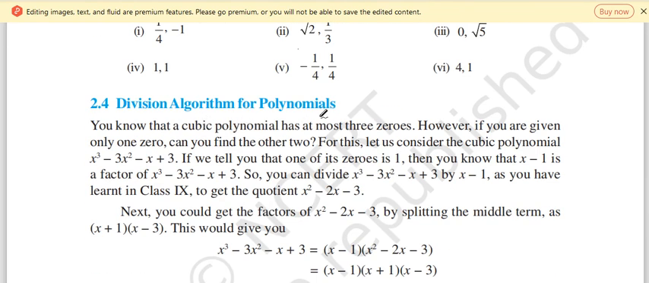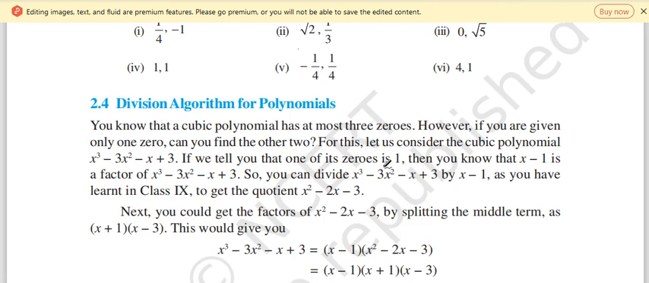Next, division algorithm of polynomials. Division algorithm of the polynomials.